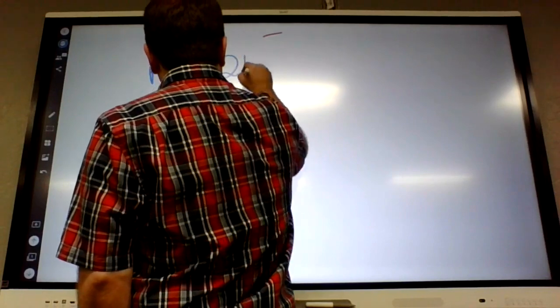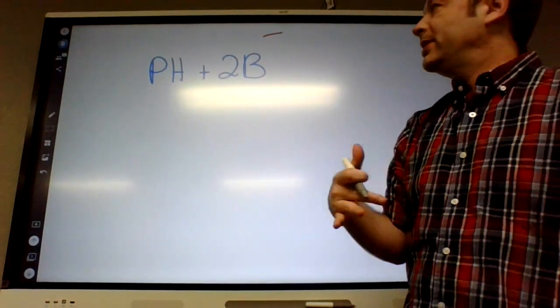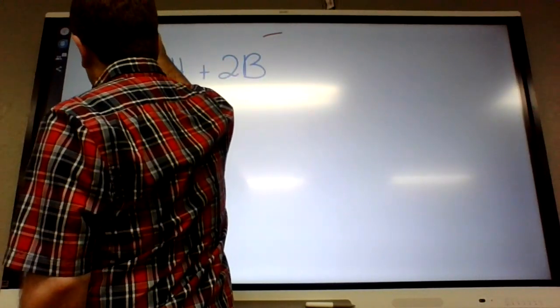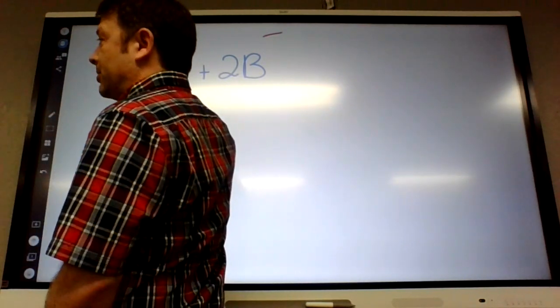Plus, prisms also have two bases. So you have to find two base areas and add it onto that. Okay. Prisms. Remember, this was the doozy assignment back when we did it out of the book.